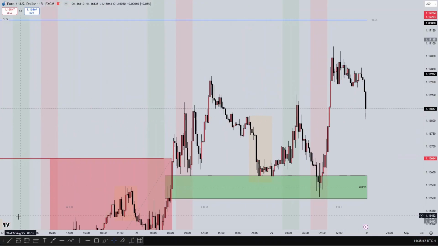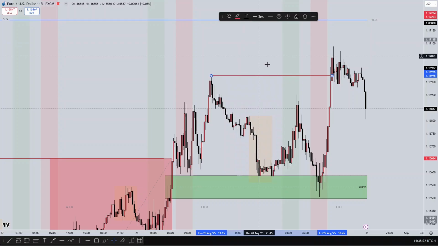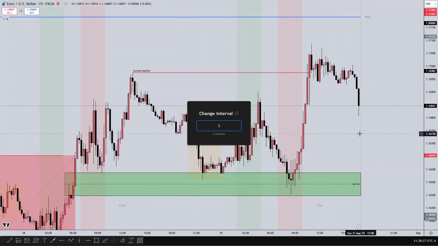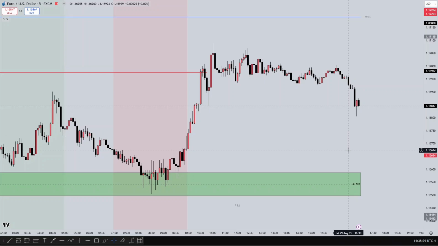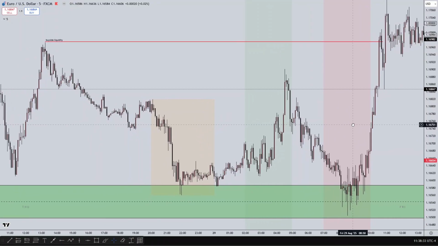Now I did trade this day. I used it as a daily bias, and I will explain the individual trade I took on Friday. Now I used the 5 minute because it's on Friday. I'm trying to get on a short price movement. I'm only using the weekly idea as a daily bias.